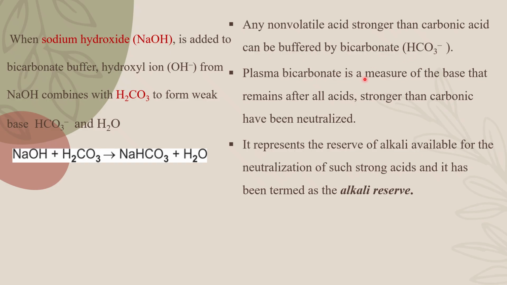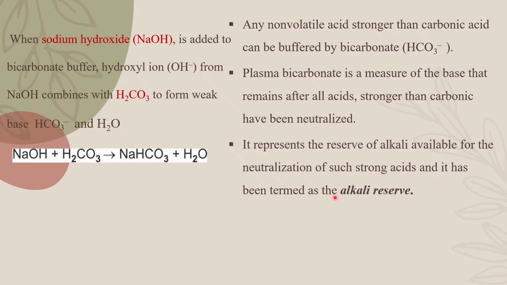Then plasma bicarbonate is a measure of the base that remains after all the acids stronger than carbonic acid have been neutralized. It represents the reserve of alkali available for neutralization of such strong acids, and it has been termed the alkali reserve. If you remember the Henderson-Hasselbalch equation, we have seen the bicarbonate concentration is always nearly 20 times higher than the carbonic acid. So that is the alkali reserve.